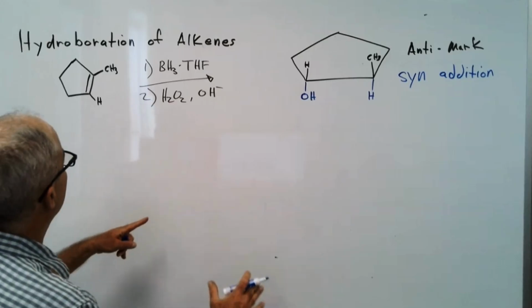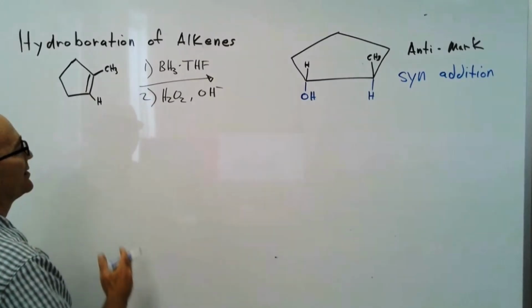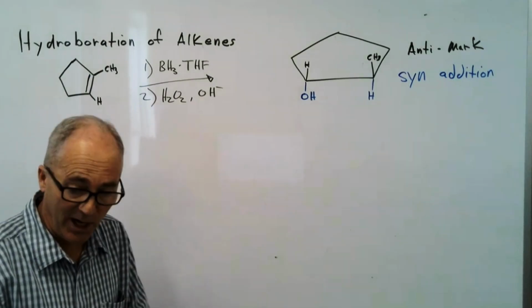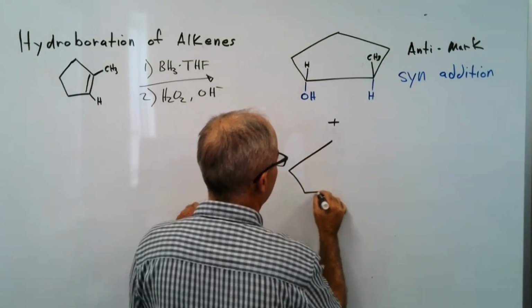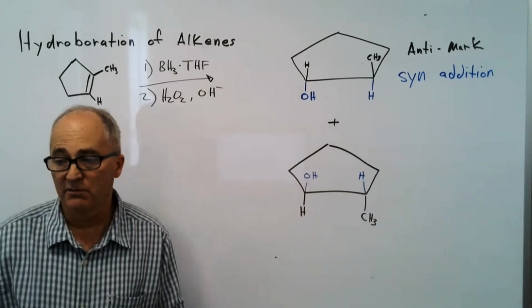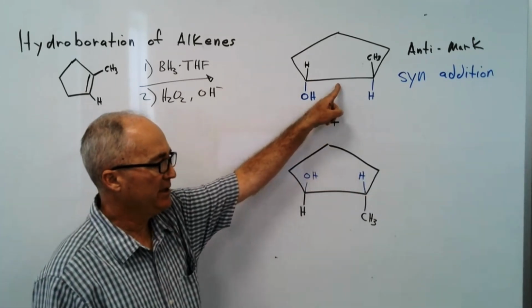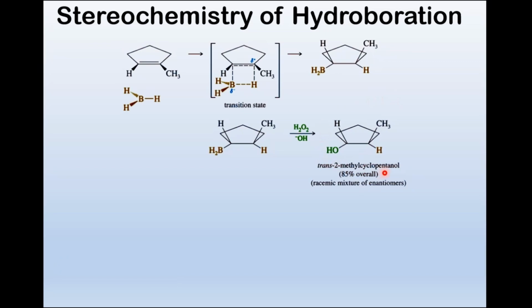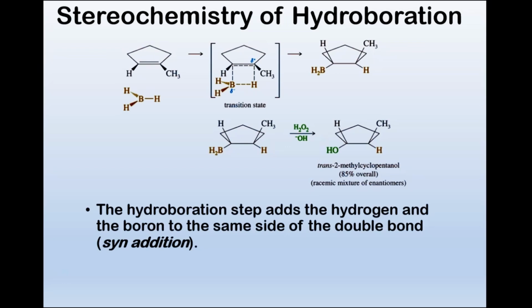Now maybe I imagine the boron coming from underneath. If it came from the top, I'm going to just quickly draw another one of these. So we get a racemic mixture. We get this plus its enantiomer. This thing plus its enantiomer. The hydroboration step adds the hydrogen and boron to the same side of the double bond. That makes it a syn addition event. Where we saw the oxymercuration-demercuration, opposite sides of the double bond, we called that anti-addition.